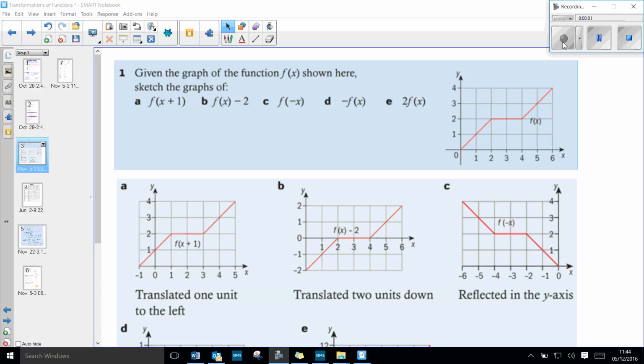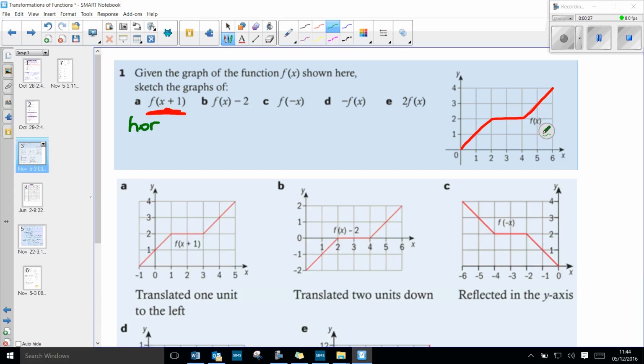Let's look at some other examples where we don't know what the function is. So we've just been told that this is f(x). Okay? They've then asked us to sketch the graph of f(x + 1). Now what do we know happens when we have a plus 1 inside a bracket? It's a horizontal shift of left 1. So in other words, we've got a translation of (-1, 0).